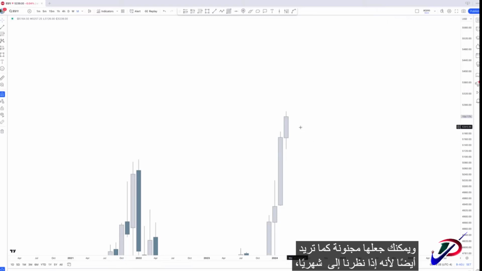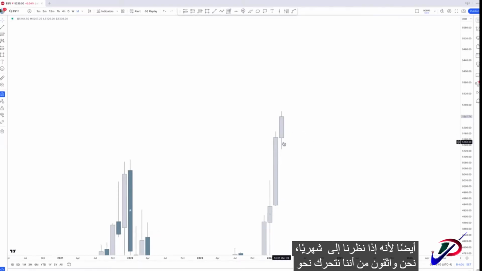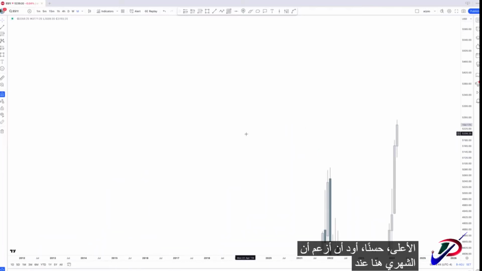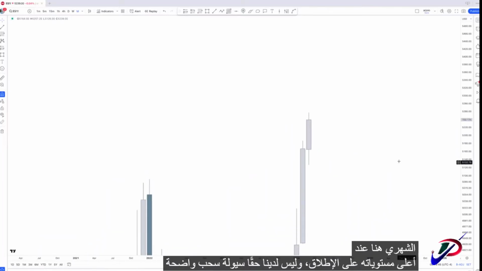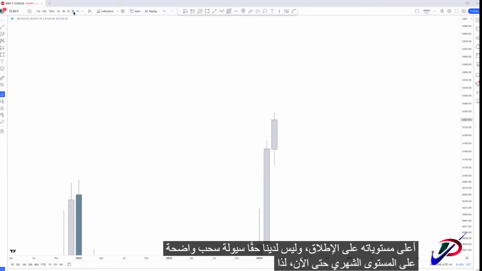Because if we look at the monthly right here, we're just confidently moving higher. All right, I would argue the monthly right here, we're at all-time highs. We don't really have a clear drawn liquidity on the monthly just yet. So let's move to the weekly.